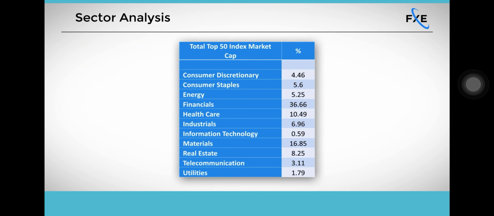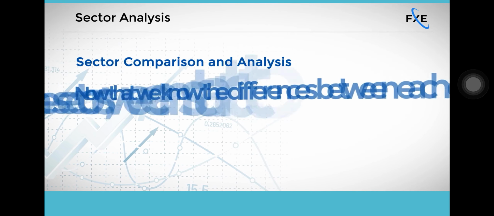The table that we can now see on the screen shows the weight for each sector for the top 50 companies by market capitalisation. Now, given the magnitude of some of the companies inside the financials and materials sectors, it shouldn't come as a surprise that these sectors make up more than 50% of the market cap, highlighting the importance of portfolio diversification. But more on that in the next module. Let's now look at sector comparison and analysis.